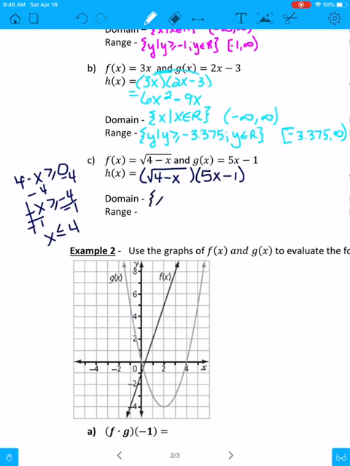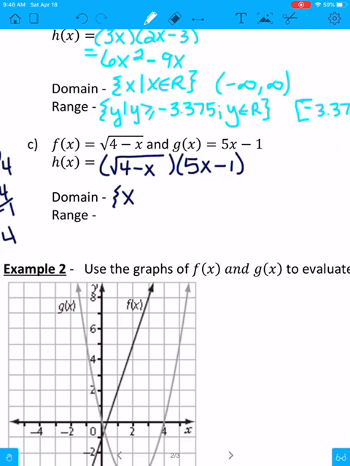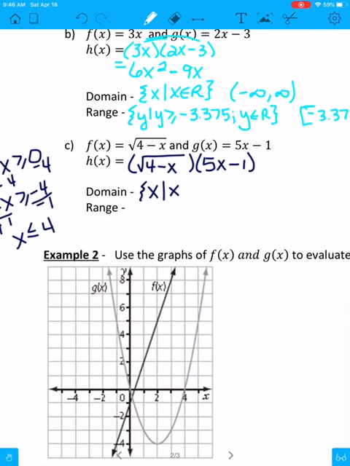So it's going to be x such that x is less than or equal to 4, x ∈ R.